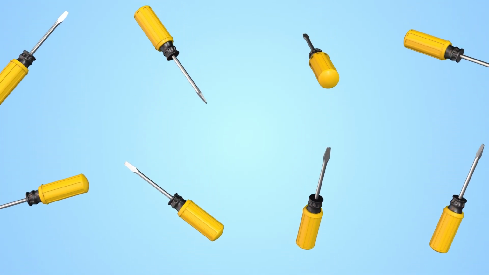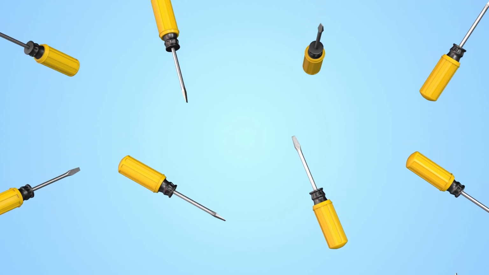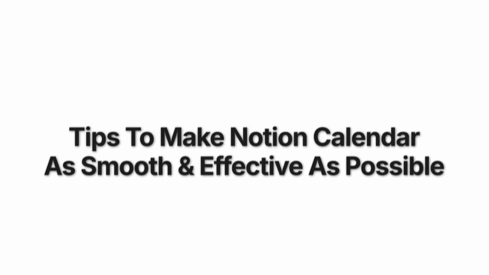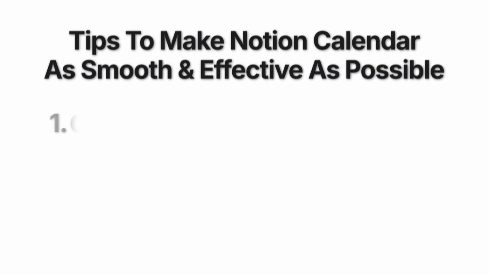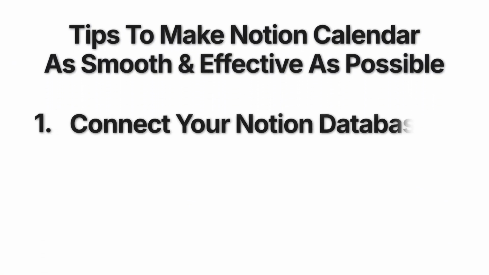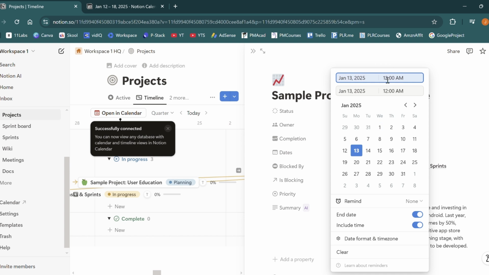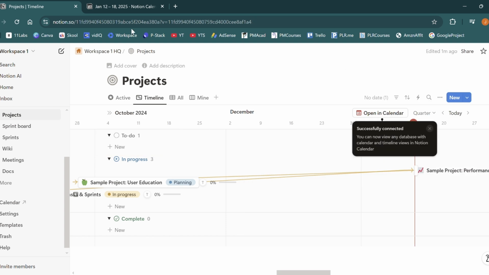Even the most powerful tools only work well when used the right way. Here are some practical tips to help you make Notion Calendar as smooth and effective as possible. Connect your Notion databases so tasks with dates and times will automatically show up in your calendar. This makes it easy to block out specific times for important work and stay focused.